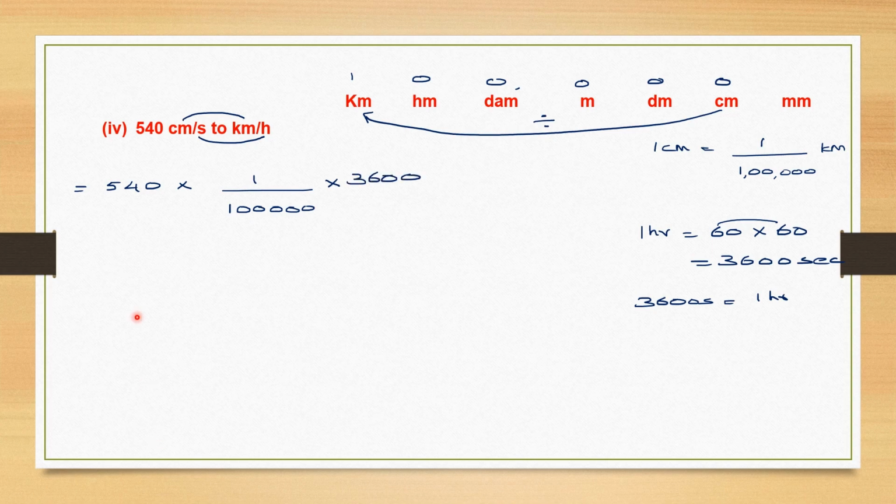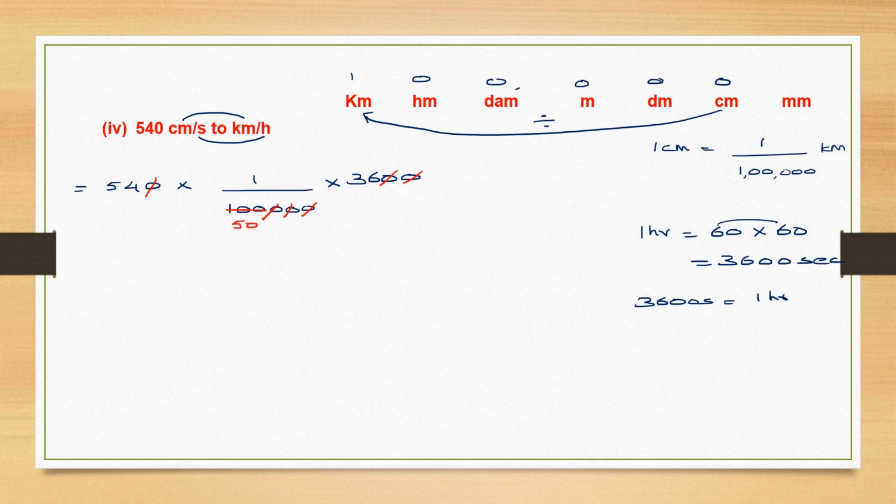So I hope you have understood this part. So 540 I've taken from here. 1 by 1 lakh is now in kilometers and 3600 is now in hours. So we have converted seconds to hours and centimeter to kilometer this way. Now we can cancel. So I can cancel 1, 2, so 2 zeros there. I can cancel 1 zero from there and from here. Now I have all even numbers. So I can cancel with 2. Okay, so let's cancel 100 by 2. So that is 5, 2. 2 fives are 10 and then 0.